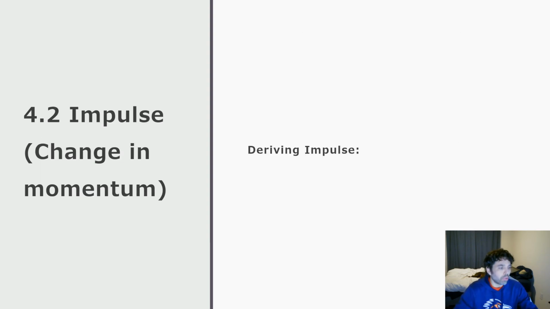Let's derive impulse. It's important sometimes to see where these equations come from. So we know that Newton's second law says that the acceleration of an object equals the net force divided by the mass. Yeah, man, this pen is really not cooperating. Divided by the mass. And we also know the acceleration of an object equals the change in velocity divided by time. Let's write it this way: the final velocity minus initial velocity, divided by the time.